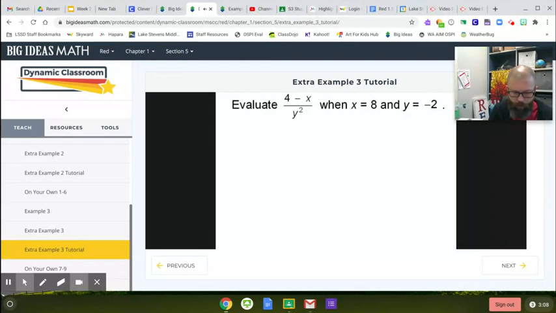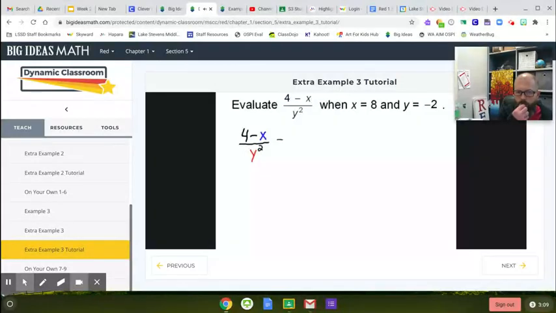Begin by writing the expression 4 minus x, all divided by y squared. Now substitute 8 for x and -2 for y. So you can rewrite it that way or just plug it in the first time.